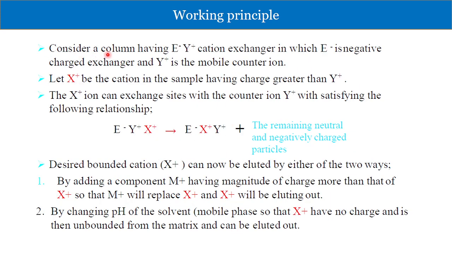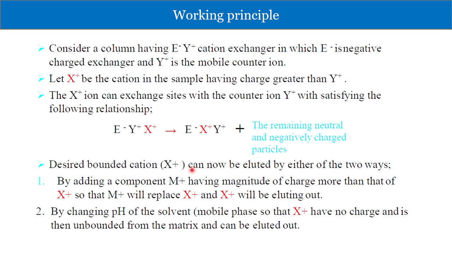So the working principle is that let us consider a column having E minus Y plus cation exchanger, in which E minus is the negatively charged exchanger and Y plus is the mobile counterion. Let X plus be the cation in the sample having charge greater than Y plus. So the X plus ion can exchange sites with the counterion Y plus, satisfying the following relationship: E minus Y plus, then you have X plus. Since the charge on X plus is more than Y plus, E minus binds more tightly to X plus than Y plus. Then you have the remaining neutral and negatively charged particles.